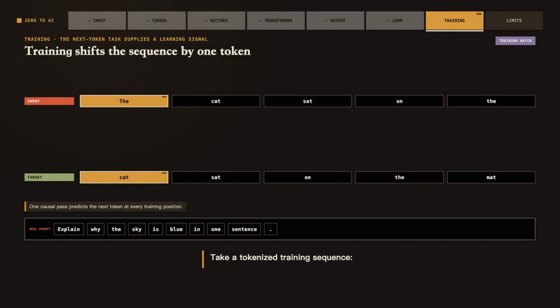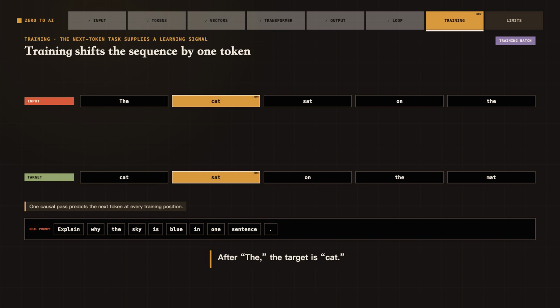Take a tokenized training sequence. The cat sat on the mat. The model receives each prefix and should assign high probability to the token that actually followed it. After "The," the target is "cat." After "The cat," the target is "sat." After "The cat sat," the target is "on."